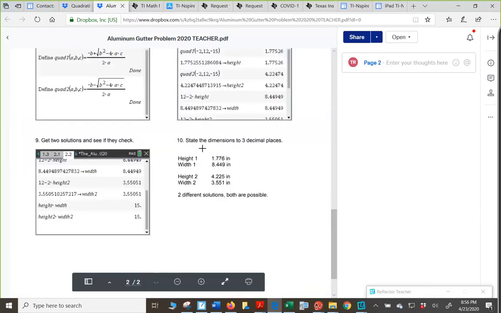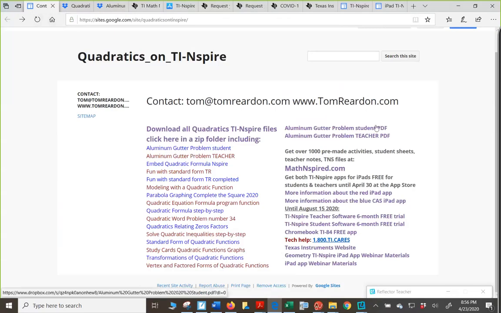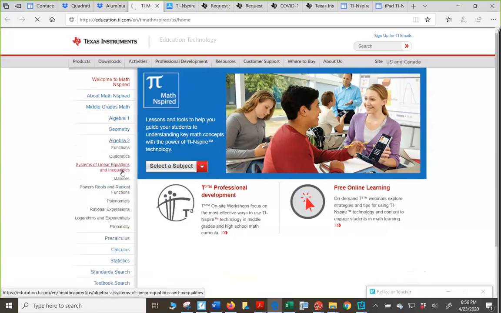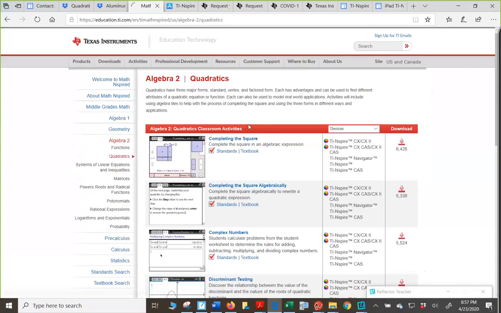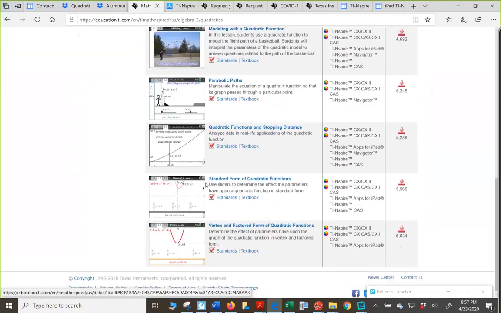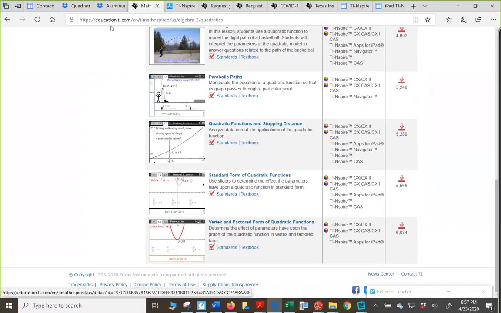a PDF for that. Also right here are the student PDF and the teacher PDF. Student PDF is almost not necessary if you have Inspire because it's all written there, but this has the solutions for you. Math Inspired has over 1,000 pre-made activities with student sheets, teacher notes, the TNS files. Unfortunately, I'm not going to be able to go there and show you any. We're really running out of time, but here's what you've got, all separated by course. If you go to Algebra 2, there's a whole thing on quadratics, completing the square, discriminant testing. I was hoping to show this modeling the basketball shot, but we had great questions, so we didn't get it. I think that was better that we answered questions.